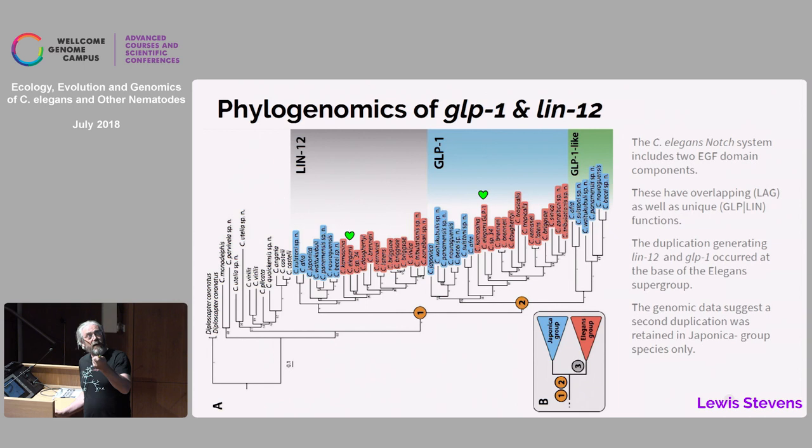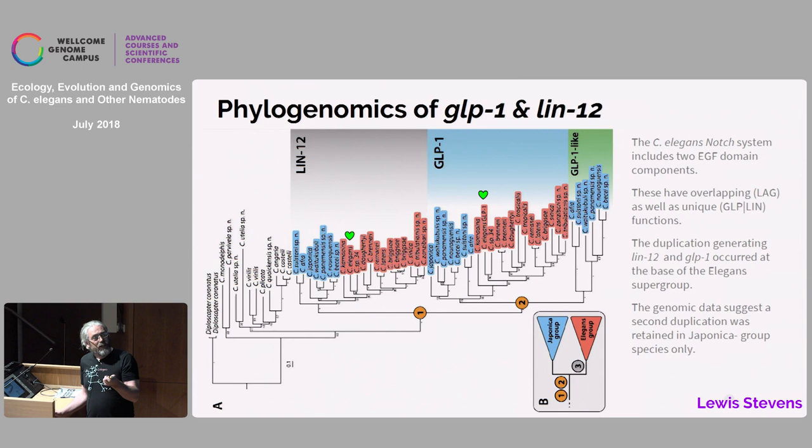elegans, but if we take all the GLP-1-LIN-12 orthologs across the Caenorhabditis tree, we found that the outgroup here, the Drosophila group and the outgroups, only have one, whereas members of the elegans supergroup have at least two. And we map two duplications, one here, which results in two C. elegans ones, and a second one here, because in the Japonica subgroup there are two copies which are distinct.